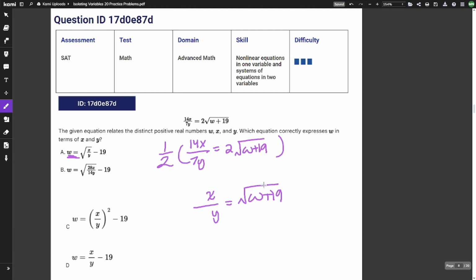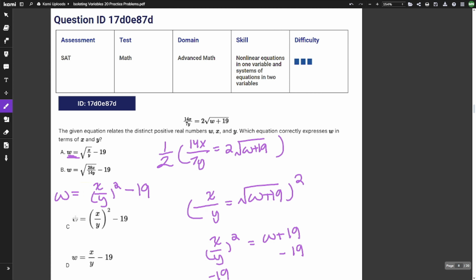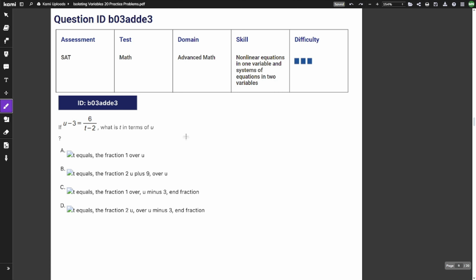And now to get rid of this square root, we're going to square the entire equation. (x over y) squared is equal to w plus 19. And finally, to get w by itself, we're going to subtract 19 from both sides. So we get that w is equal to (x over y) squared minus 19, or C. Question number 9. We have this equation and we want to get t by itself.